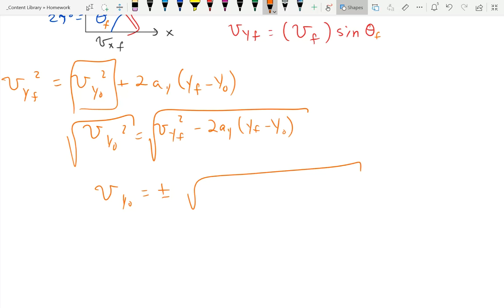So vy initial squared was v final squared sine squared theta final. That's, I squared both of the items. Ay is minus g. So minus a minus g is plus. Is everybody cool with that? So I don't want people to come back. Actually, I'm going to write it out still.